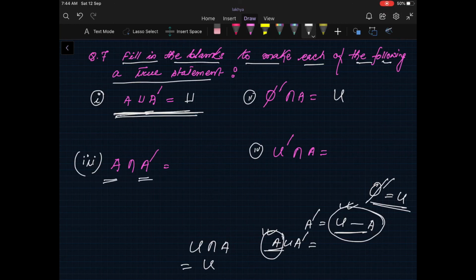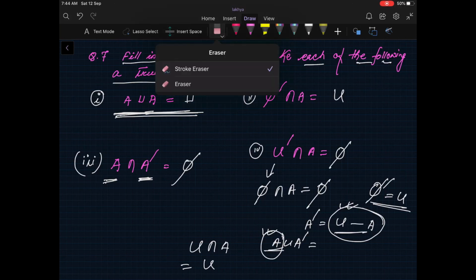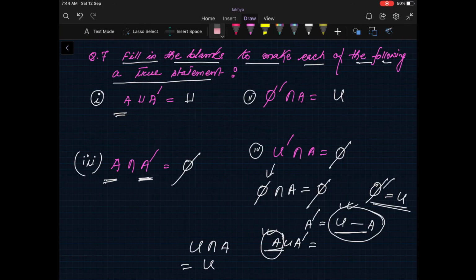Then again A intersection A complement. A and A complement are disjoint sets, so their intersection must be phi. These two sets have no common elements. And complement of the universal set is phi. Phi intersection A is again phi, so it should be phi. That's how we can solve this problem. This exercise is finished now.